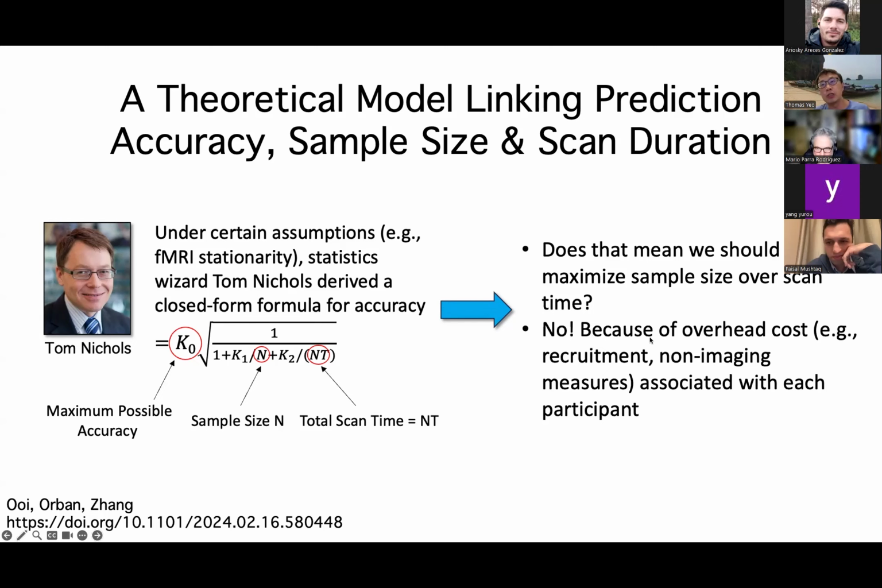We can encode this intuition in terms of an overhead cost associated with each participant. This overhead cost might include recruitment cost. It might include non-imaging costs, for example, blood markers or cognitive tests. It might include non-fMRI imaging costs, for example, PET data or EEG and so on. And so we can use Tom's formula to inform study design while accounting for this overhead cost.